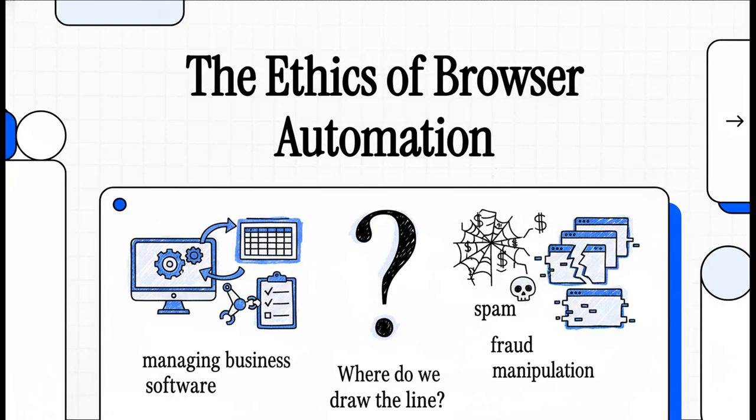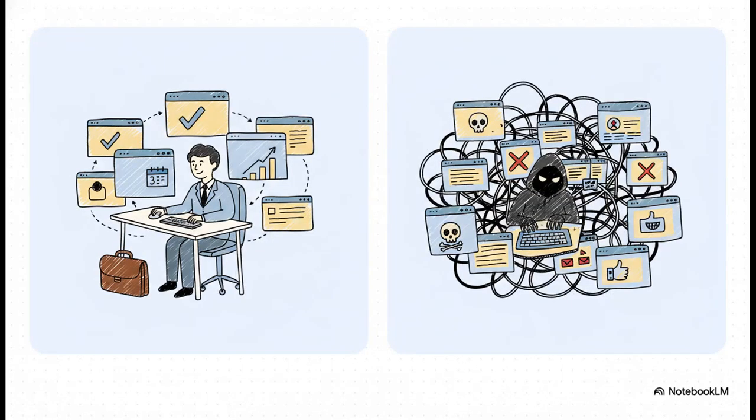So let's talk about browser automation. It's this incredibly powerful tool that's out there, right? It can do everything from running a whole business to testing out new software. But that exact same power can be used for some pretty nasty stuff, like spam, fraud, even manipulation. So where exactly do we draw the line? Let's get into it. And this really gets to the heart of the problem.